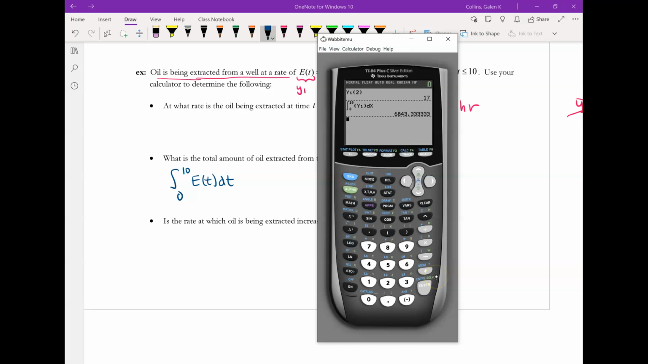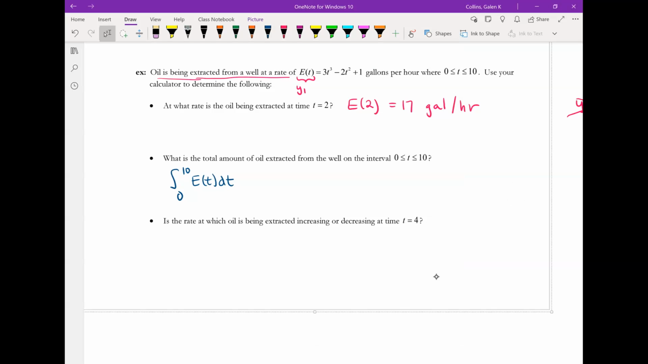All right, we hit enter, and we get 68.43 repeating 3. Even though it's a third, let's take that out to 3 decimal places. Do not use the repeating bar. And that would be measured in gallons.